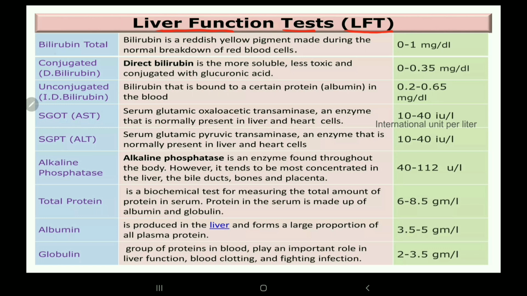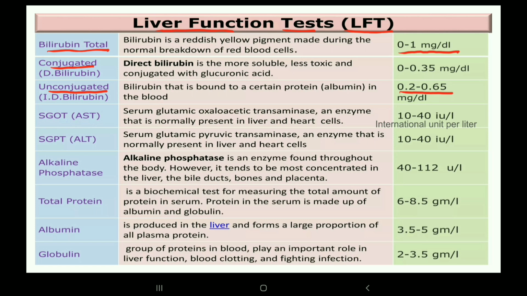Now let us understand the different parameters of this test. So the first parameter is total bilirubin. We will also understand conjugated bilirubin and unconjugated bilirubin as well. Let us quickly look at the normal values of all the three. The normal value of the total bilirubin is between 0 to 1 milligram per dl. The normal range of the conjugated bilirubin is between 0 to 0.35 mg per dl, and the normal range of unconjugated bilirubin is between 0.2 to 0.65 mg per dl.